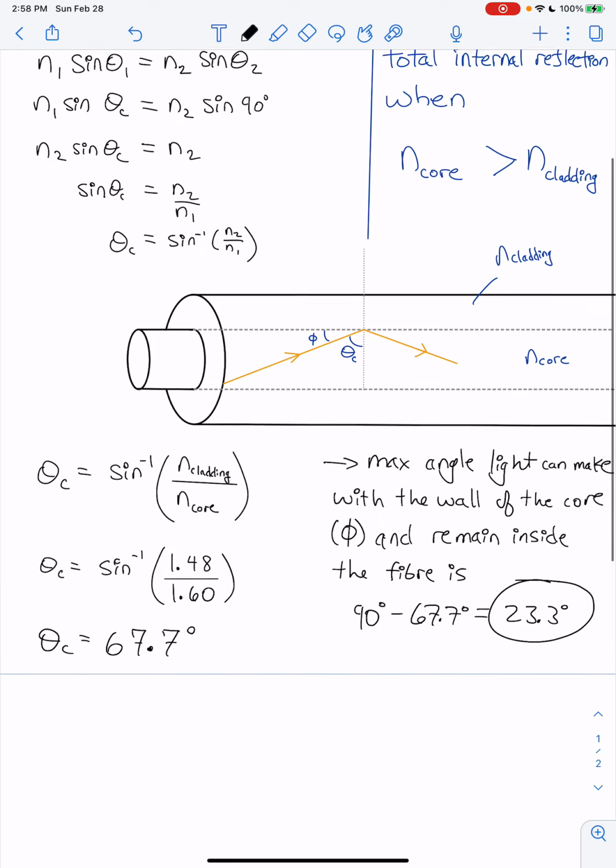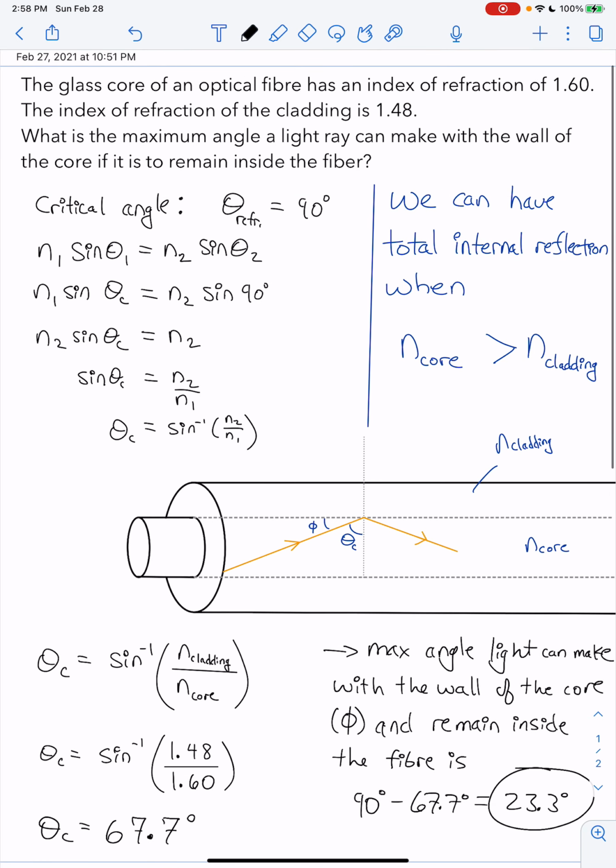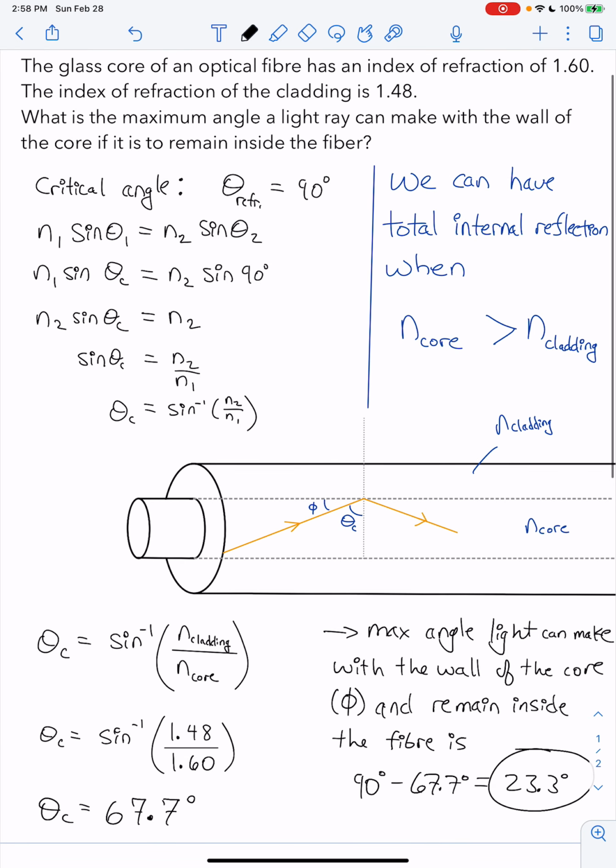And there we go. This is a nice little review of both total internal reflection as well as looking at how optical fibers actually work. And that's it.